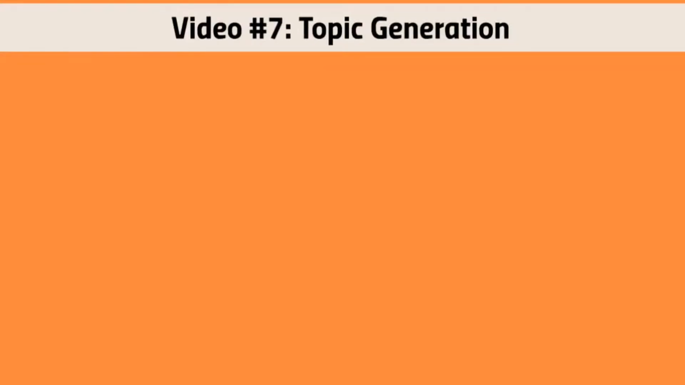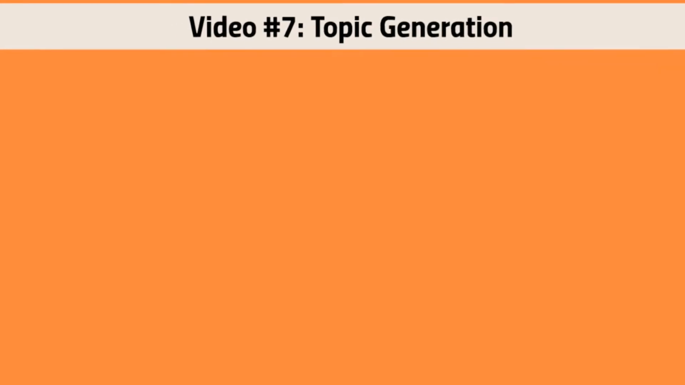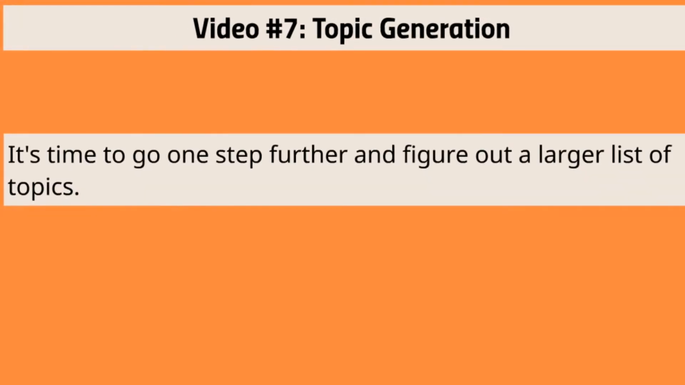Hello and welcome back. This is video number 7 and we are going to talk about topic generation. It's time to go one step further and figure out a larger list of topics. We obviously have a list that we created earlier, but we want to verify that they are truly in demand, that people are asking for them out on the internet. So how do you go about verifying this? Let me go ahead and show you.